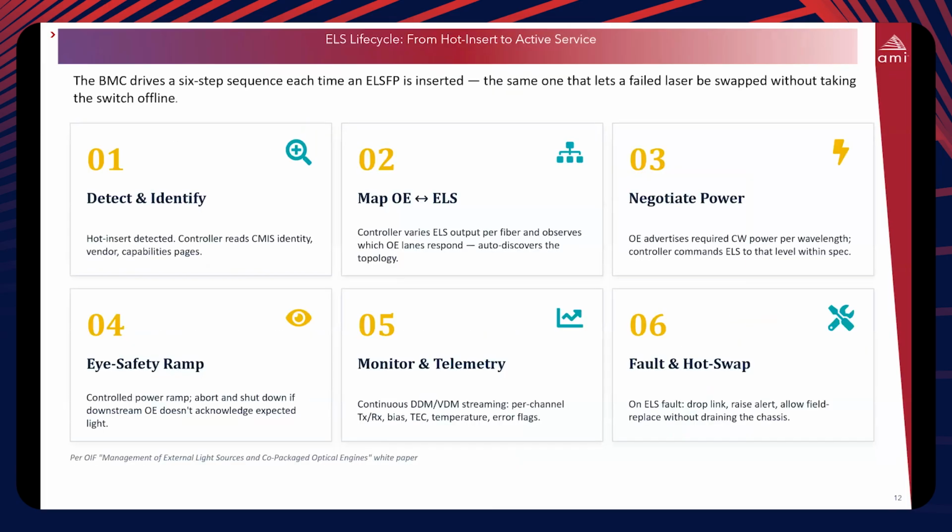Now, there is a 6th step that people typically identify. Again, these are hot-swap pluggable, so anytime there is a hot insert or something happens, the BMC needs to detect it. The controller needs to read the CMIS identity. CMIS is the Common Management Interface Specification for the CPU guys. They did capability pages, and they have to map this optical engine to what light source it is coming from. They have to map that.